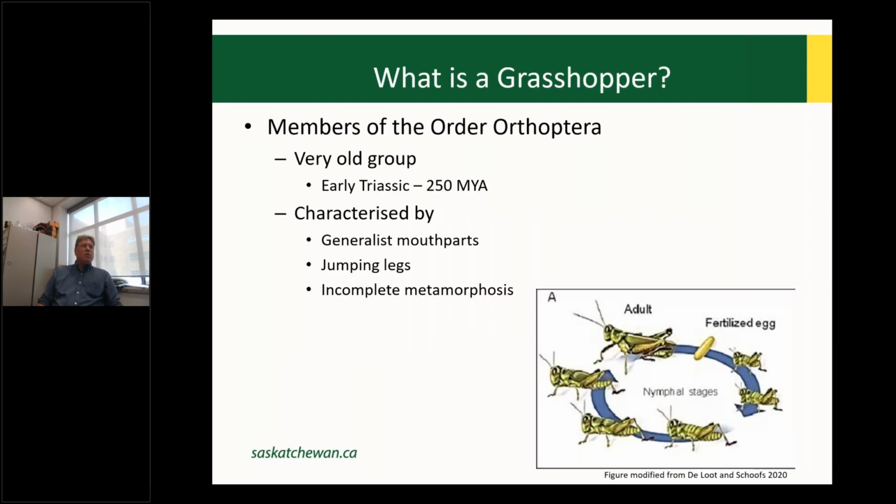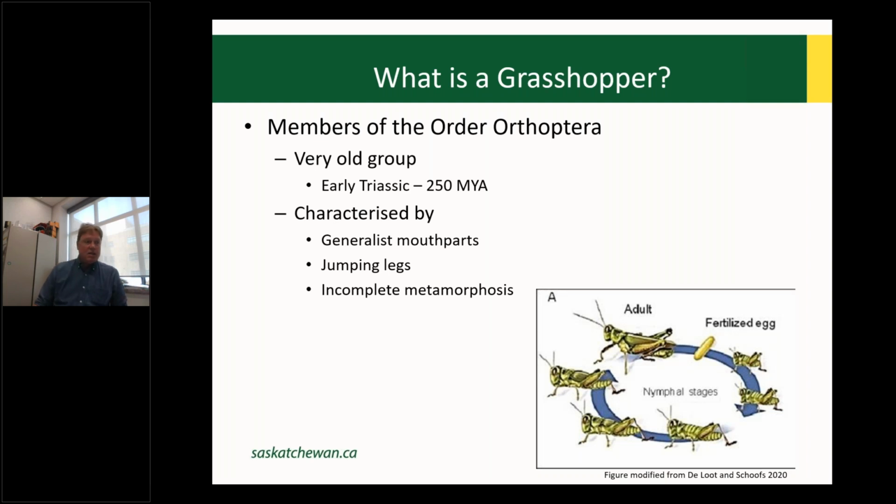So a fundamental question, what is a grasshopper? They're members of the order Orthoptera, a very old group. People talk about cockroaches surviving major catastrophic events. Arguably, grasshoppers are an older group and therefore have survived a little bit more. About 250 million years old. They're characterized by generalist mouth parts, jumping legs, and incomplete metamorphosis. And what that means is they don't have larvae.